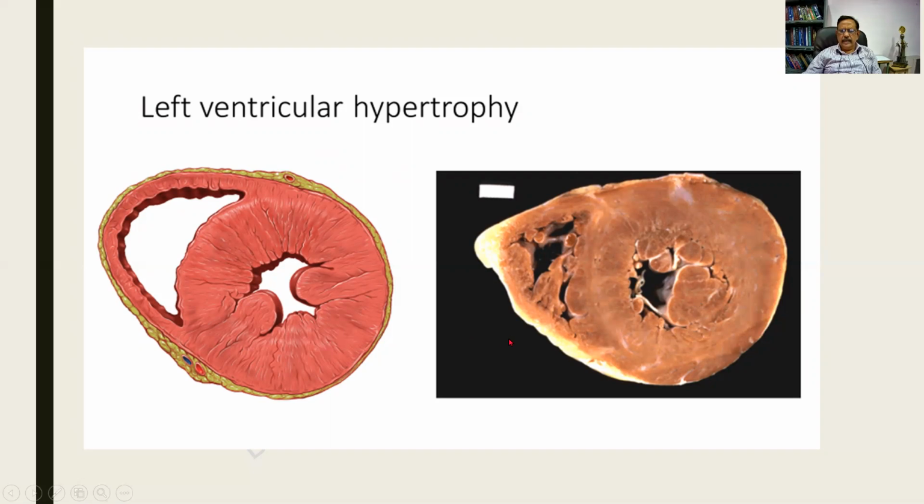So this is the case of left ventricular hypertrophy. Concentric hypertrophy, eccentric hypertrophy, aortic incompetence, and then aortic stenosis.